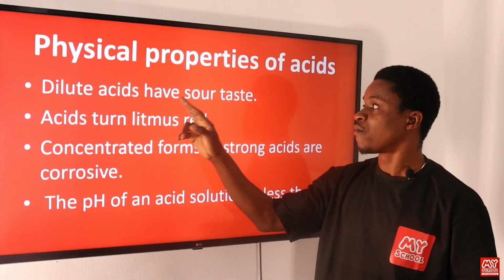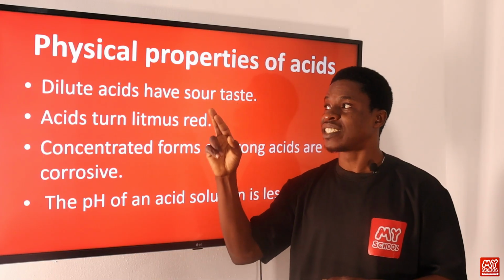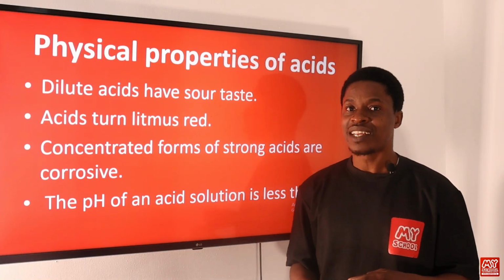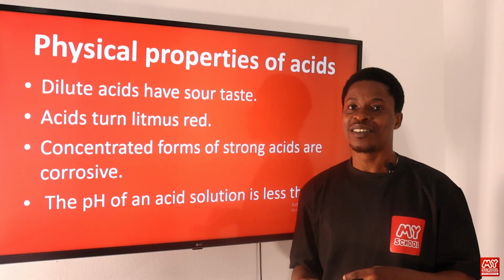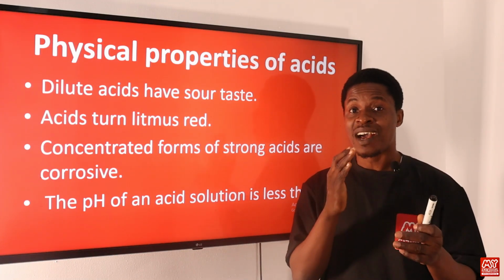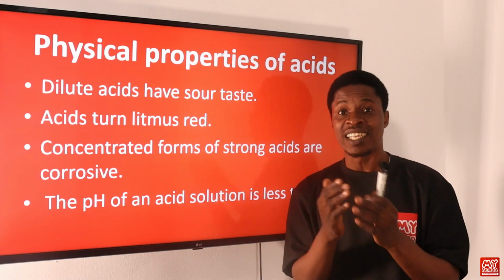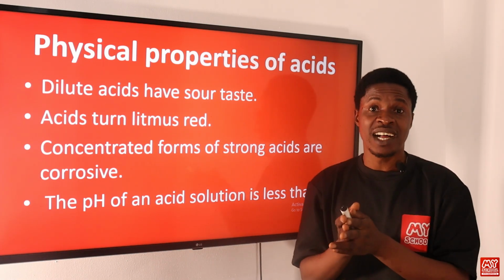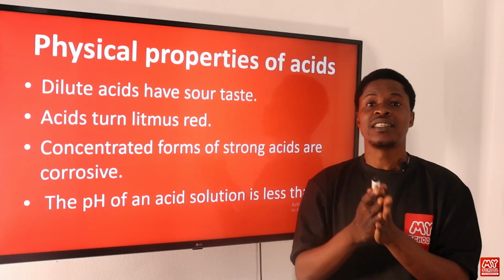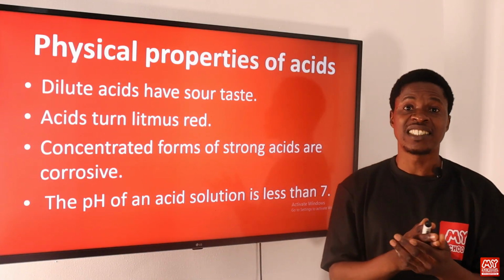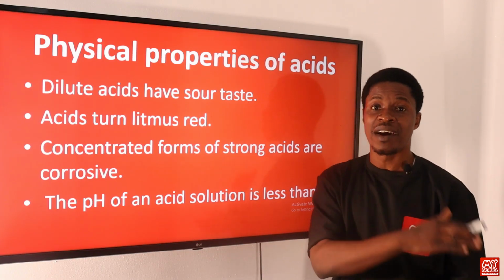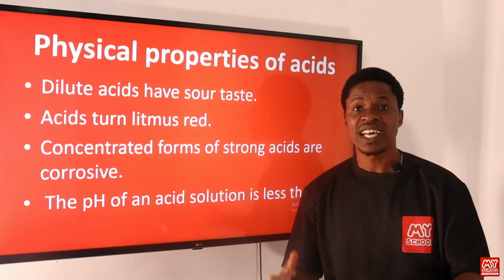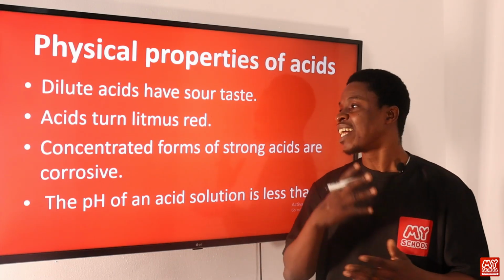Dilute acids have a sour taste. In fact, I would want to say organic acids have a sour taste. Don't forget, we have talked about organic acids and inorganic. Organic acids have their origins, their sources, from natural products, from plants, from animals, like your ascorbic acid, which is vitamin C, amino acids. We talked about lemon, which is lactic acid. We talked about citric acid. We talked about ethanoic acid, and so on and so forth.